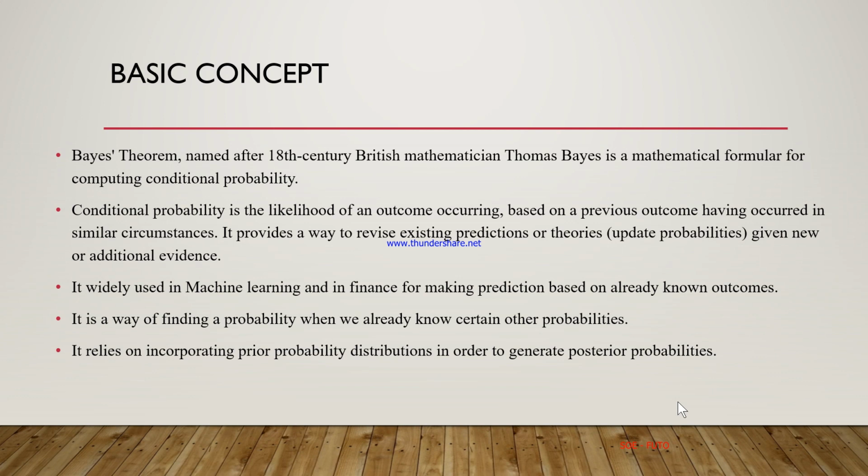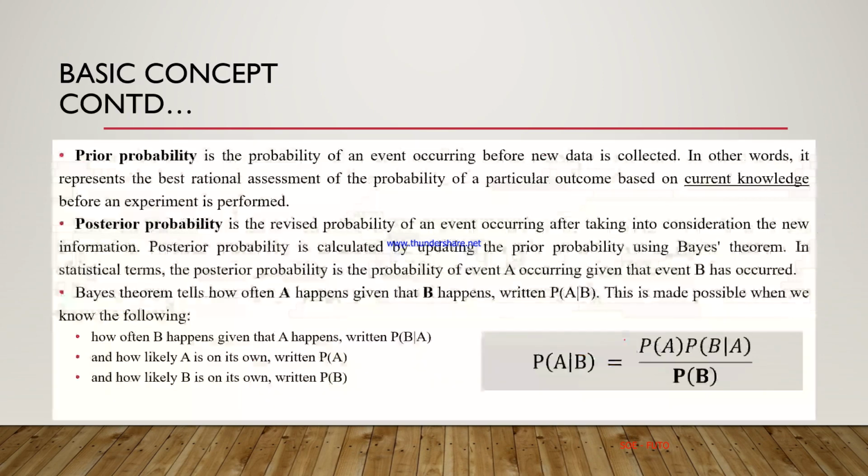It's widely used in the field of machine learning and in making predictions. It relies on prior probability distributions in order to generate posterior probability. We are going to look at these two concepts. Number one, prior probability. Prior probability is the probability of an event occurring before new data is collected. In other words, it represents the best rational assessment of the probability of a particular outcome based on the current knowledge, what we have before an experiment is performed.